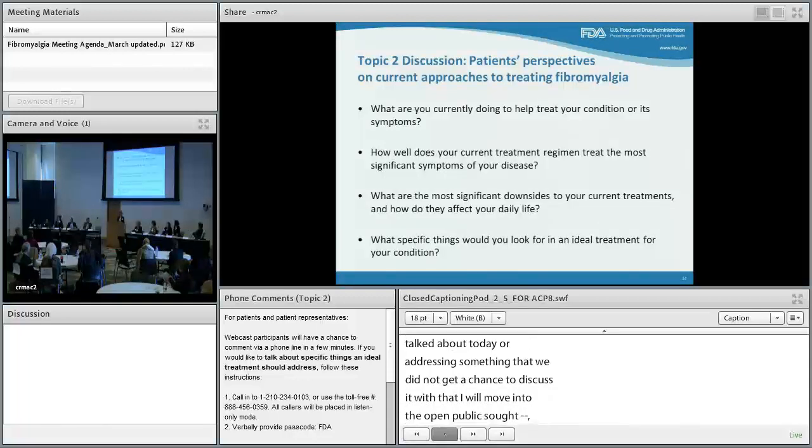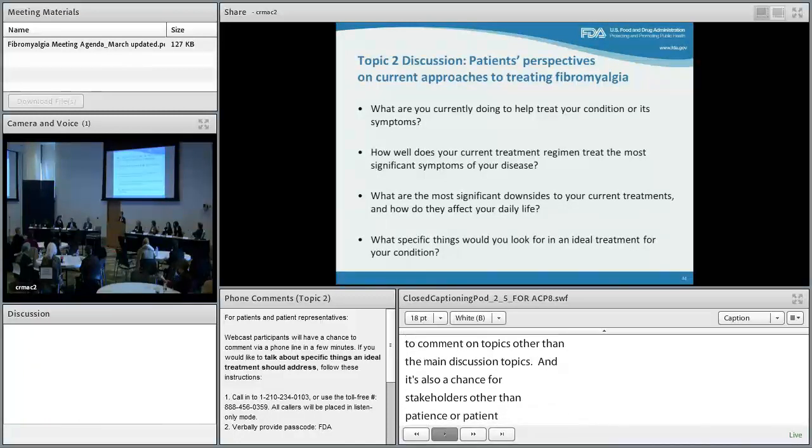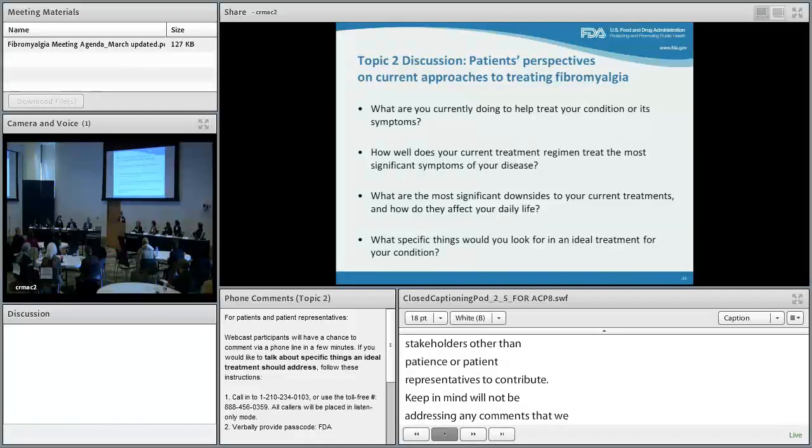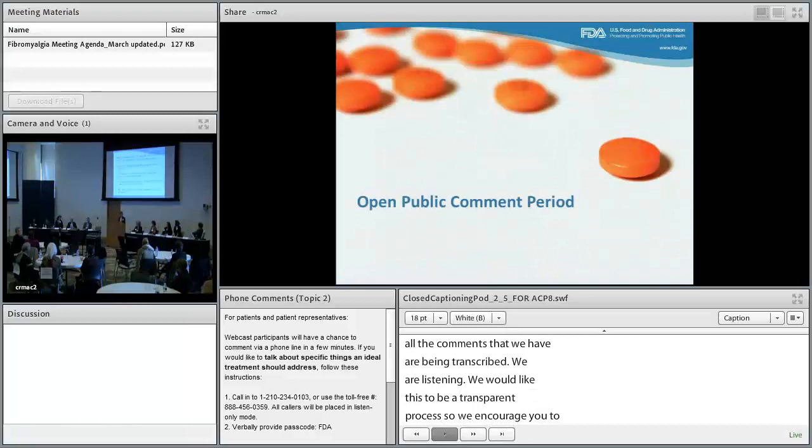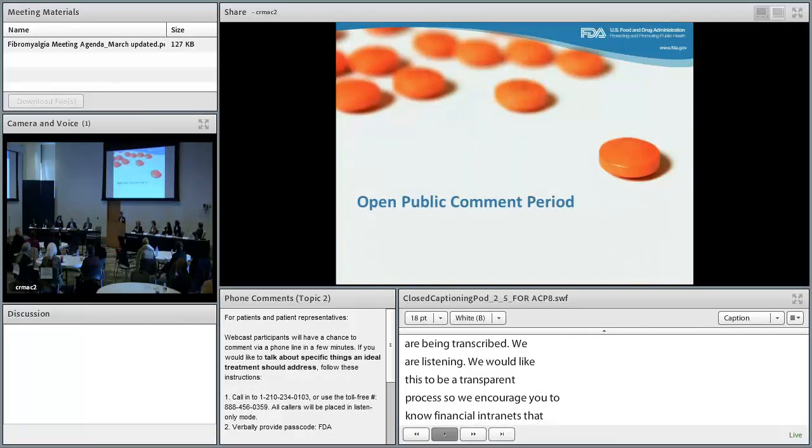Again, the purpose of this part of the meeting is to allow an opportunity for people to comment on topics other than our main discussion topics. And it's also a chance for stakeholders other than patients or patient representatives to contribute. Keep in mind, we won't be addressing any comments that we hear during this session, but all the comments that we have are being transcribed. We're in listening mode. We'd like this to be a transparent process, so we encourage you to note any financial interests that may be relevant to your comment. If you do not have any such financial interests, you may wish to state that for the record. But if you prefer not to state this information, you can still provide your comments.